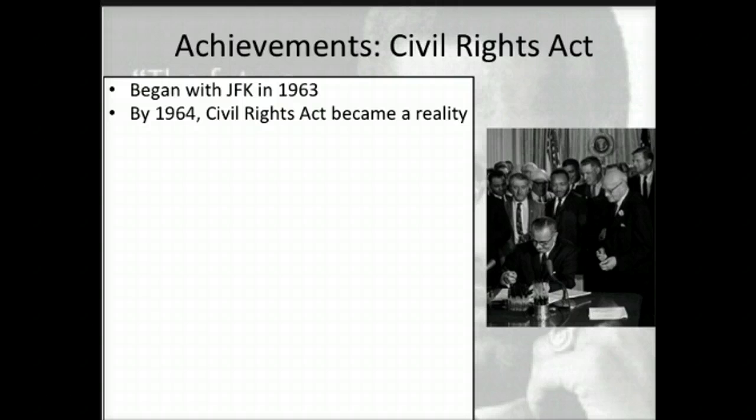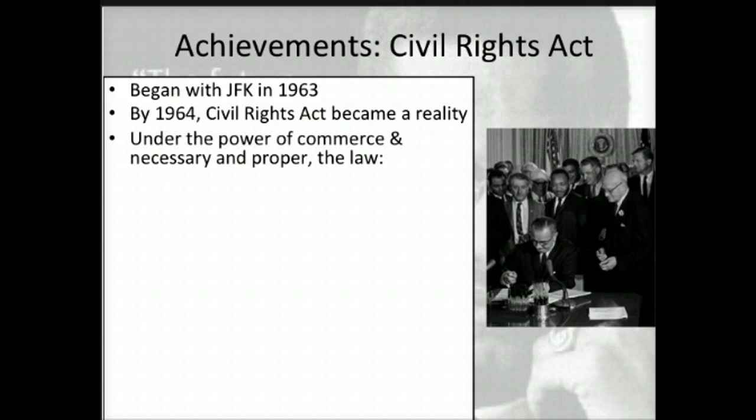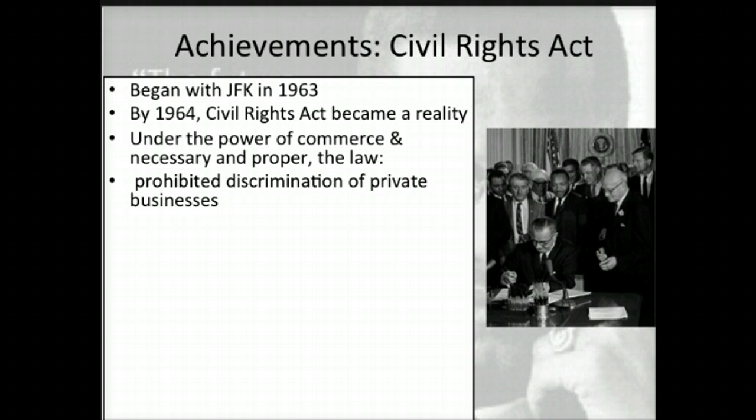There was a lot of sympathy surrounding the assassination of JFK and the political prowess of Johnson being able to honestly use that bully pulpit to get the Southern Democrats to support the civil rights legislation. It became a reality. Now, what the Civil Rights Act did is Congress married the Commerce Clause, the ability to regulate trade and services across state borders, and the Necessary and Proper Clause to do the following: prohibit discrimination by private businesses, like hotels and buses.